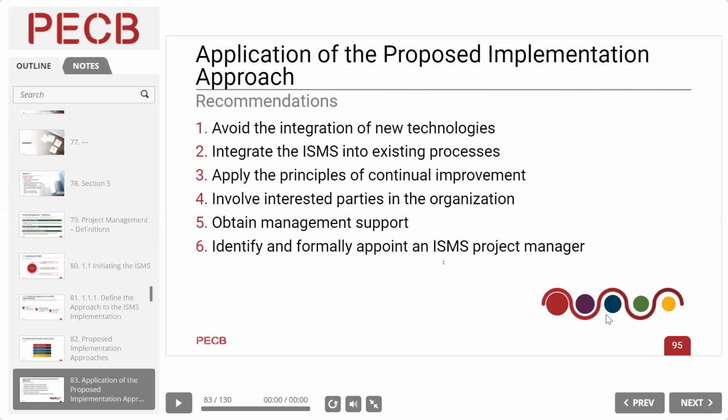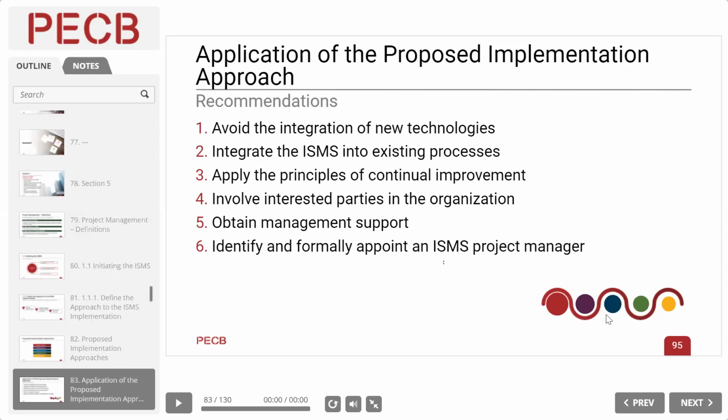So certain recommendations that we need to take cognizance of, okay? Avoid integration of new technologies. As I said, the ISMS is really a look at the processes, the activities, the behaviors, the management practices, okay? As much as possible, let's not try and integrate new technologies into it. We can view any new technology as an improvement later, okay?